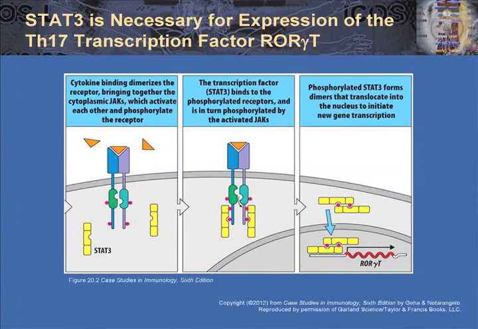Well, I mentioned earlier in my case presentation of Stephen that there was a mutation in the gene for a transcription factor known as STAT3. Well, how does STAT3 fit into the development of Th17 cells, which are absent in the case of hyper-IgE syndrome? STAT3 is actually necessary for the expression of the Th17 signature transcription factor, ROR-gamma-T.